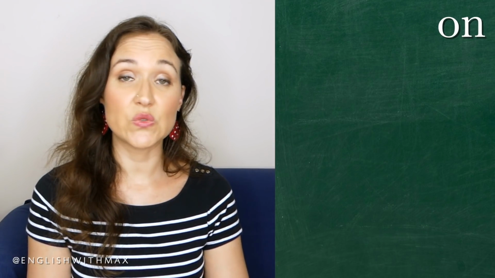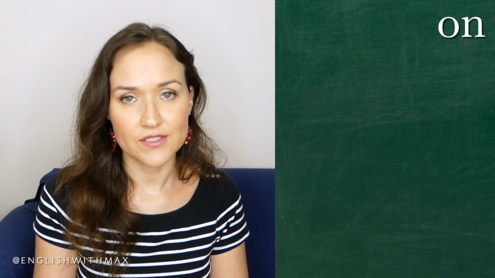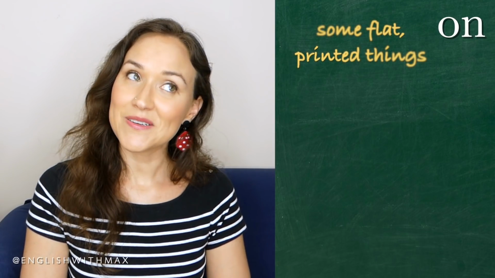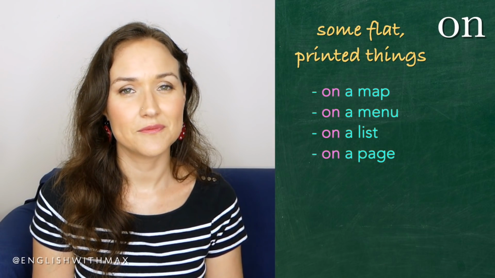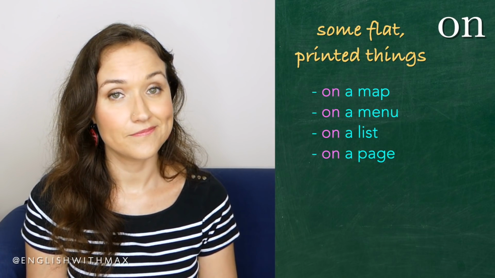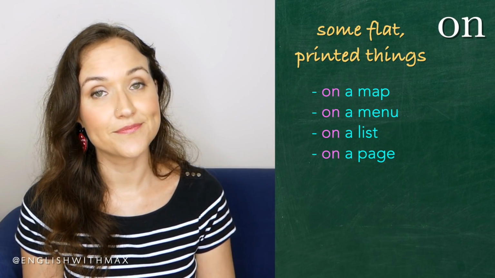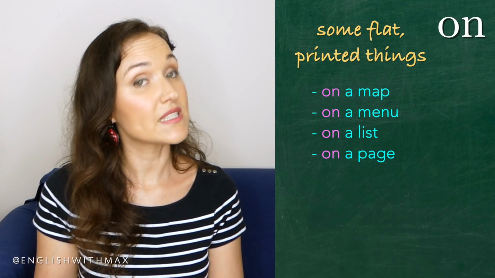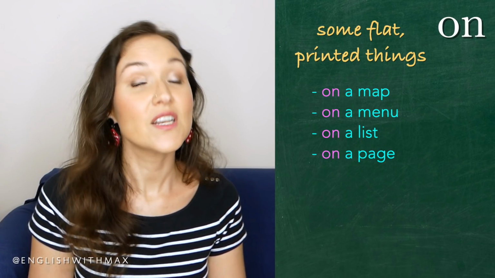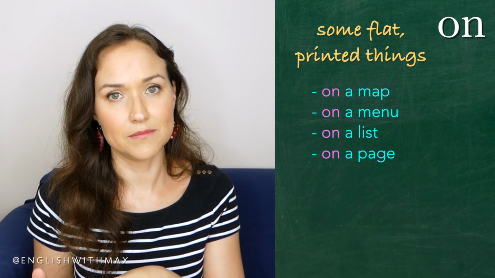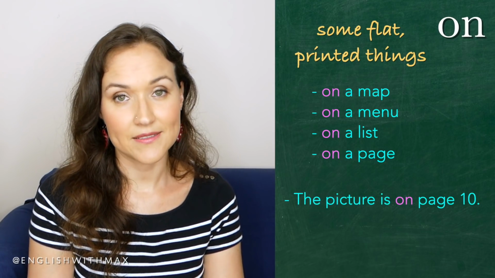Now, I know I said we usually use in for printed things like pictures and letters, but there are some exceptions. We say on a map, on a menu, on a list, and on a page. If we're talking about a specific page in a book or a newspaper, we say on page, the number. For example, the picture is on page 10.